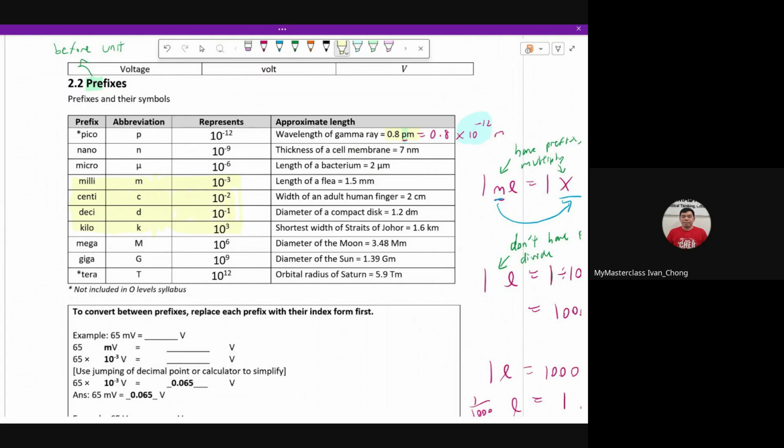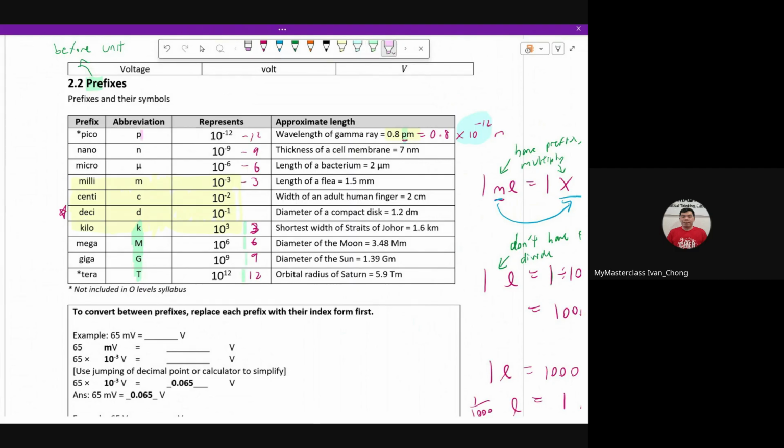Out of these four, the only one that is new to us is probably deci. This one is not as commonly tested, but you should know that deci is -1. Similarly, if you notice, this is 3, 6, 9, 12, minus, minus, minus, minus. This is 3, 6, 9, 12, plus, plus, plus, plus. So the thing is, most of the letters that are in capital are positive.